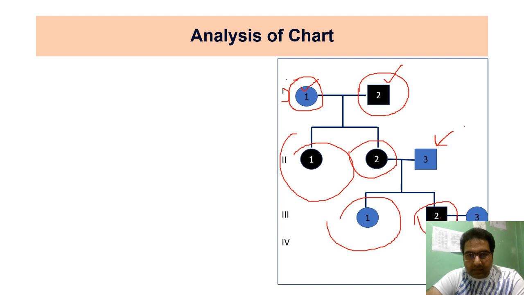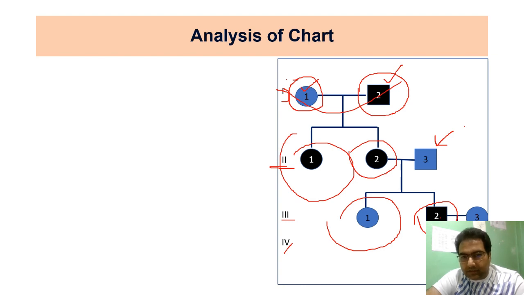Roman numeral. This is the first generation, so I. This is the second generation, so it is II. And this is the third generation, III, and this is the fourth generation, IV, the last one, depicted by the Roman numeral. And the individuals in each generation are represented by an Arabic numeral. This is 1, this is 2, this is 1, this is 2, and this is 3.